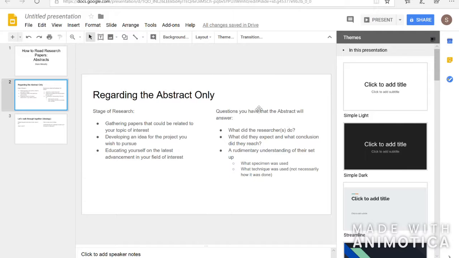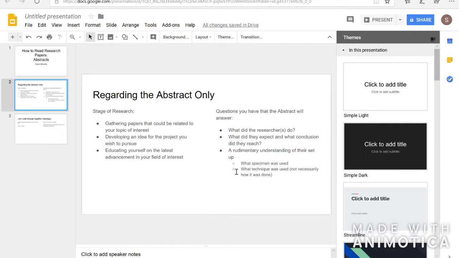And in reading the abstract, you will answer these questions. All right, they're not in-depth questions. They're really basic questions. What did the researcher do? The researcher will say, well, after observing this, we did this, this, and this, and we came up with this conclusion. And it's really simple. So what did they do? What did they expect, and what conclusion did they reach? And in a sense, you're just gaining a really basic understanding of what they did.